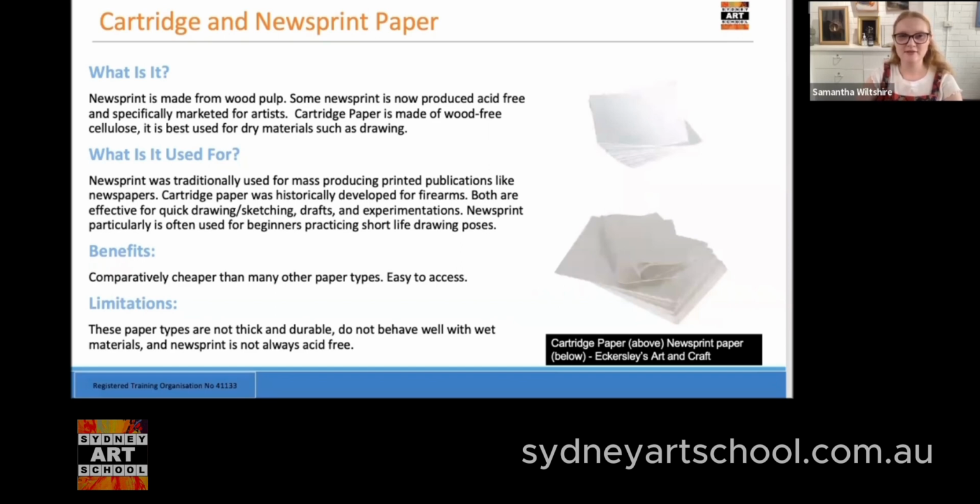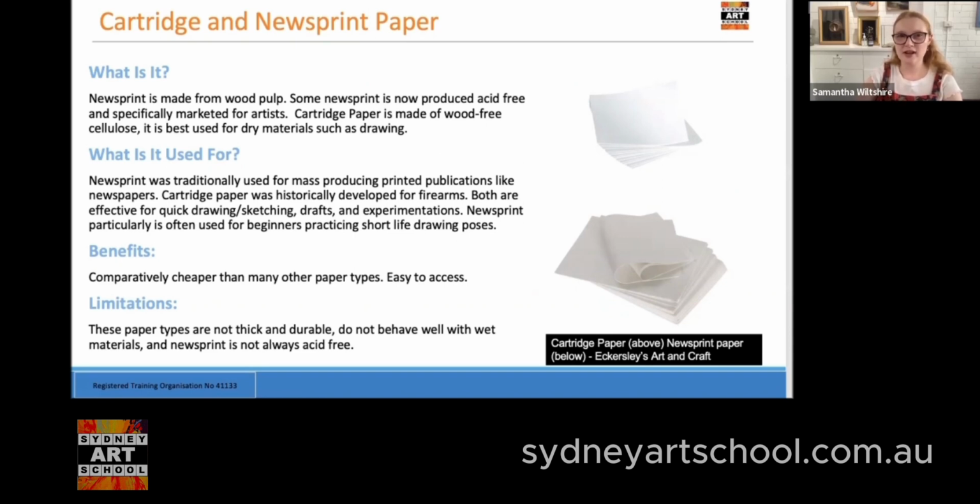So newsprint is made from wood pulp. Some newsprint is now produced acid-free, although usually newsprint is not. And those that are produced acid-free are actually nowadays marketed directly for artists' use. So you can go and actually buy yourself a pad of artists' newsprint paper, as opposed to just a stack of newsprint or a roll of newsprint paper.